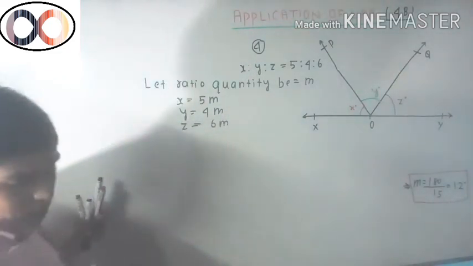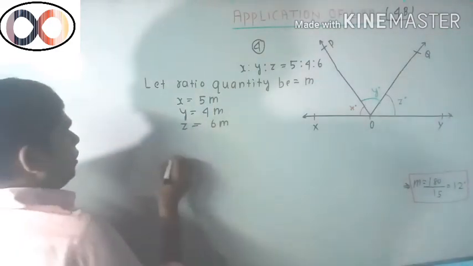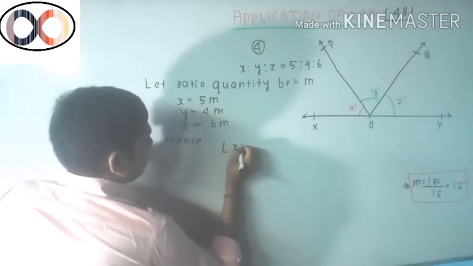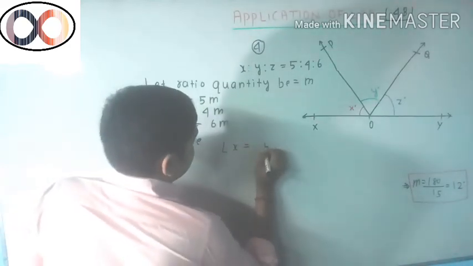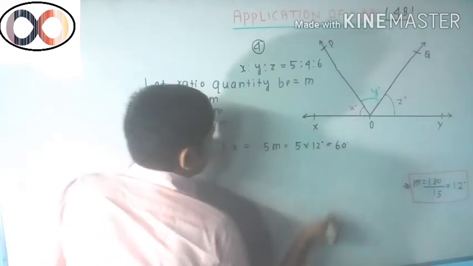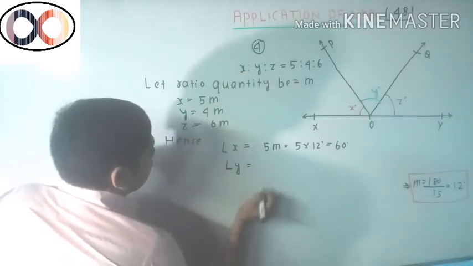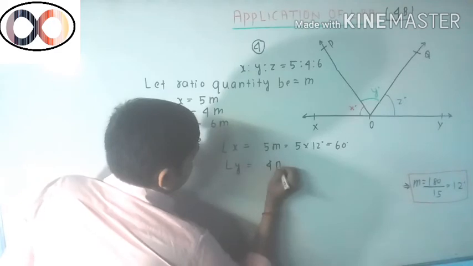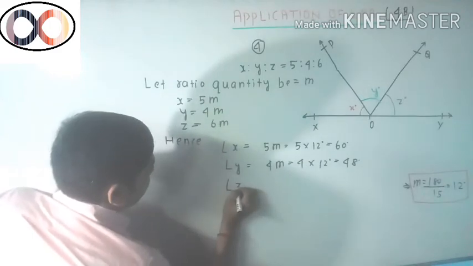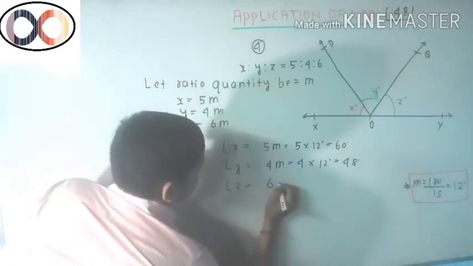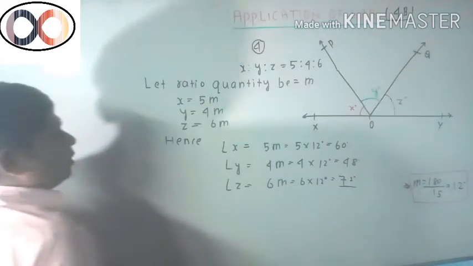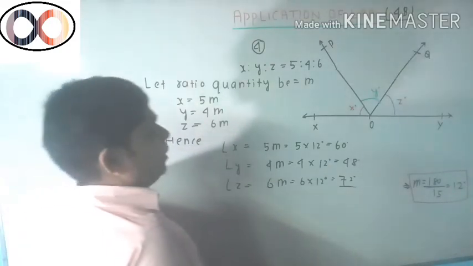Hence angle x equals 5m, which is 5 into 12, that is 60 degrees. Angle y equals 4m, so 4 into 12 is 48 degrees. Angle z equals 6m, so 6 into 12 is 72 degrees. Yes, that is the answer.